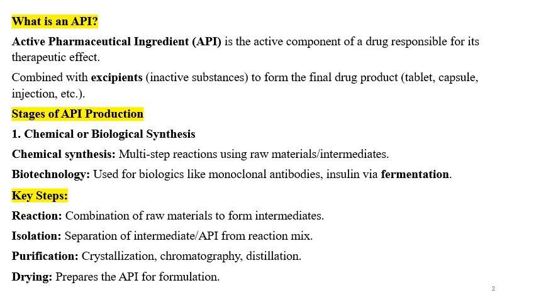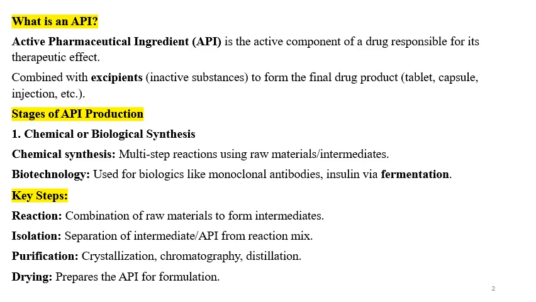This API is combined with the excipients, which are known as inactive ingredients, to form the final drug product. The final drug product may be a dosage form like tablet, capsule, injectable, topicals, and many others. The API is produced in the pharmaceutical industry, and the plant is called an API plant. The stages of API production involve chemical or biological synthesis. Chemical synthesis involves multi-step reactions using raw materials and intermediates.